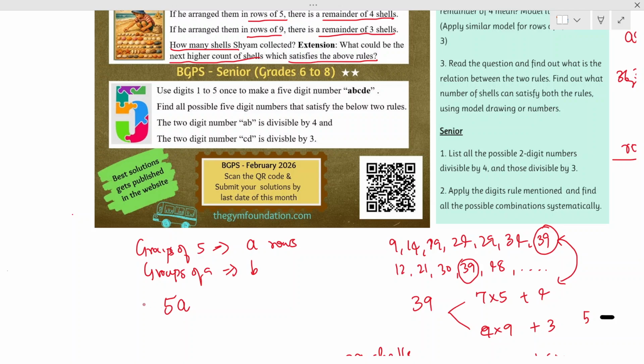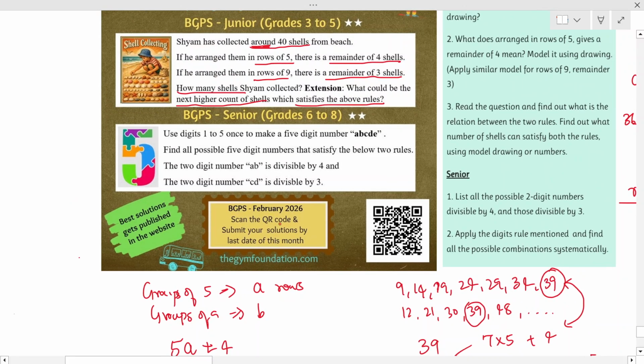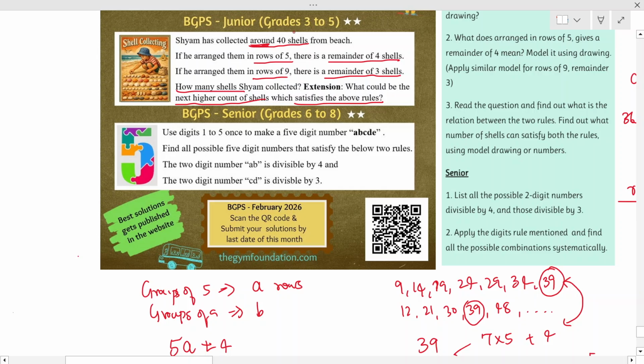Which means if a is 0 rows, then 5 times a is 0, and there is a remainder of 4. So if you want to say it is rows of 5 with remainder 4, you should add 4 here, right? And similarly, groups of 9, if it is b, then 9b, plus 3.